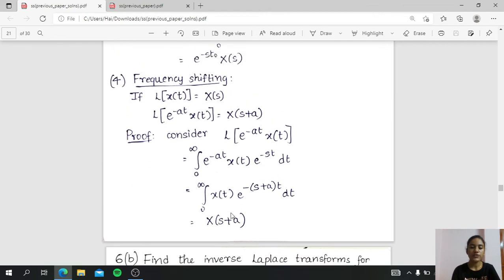Our next property is the frequency shifting property. That is, we have a shift in the frequency. So consider this LHS. Laplace transform of e power minus at into x of t is equal to integral of 0 to infinity e power minus at into x of t into e power minus st dt. So this is in the form of a power m into a power n, so this will be a power m plus n. This is the Laplace transform of x of t, but instead of s, we have s plus a. So that will be X of s plus a.